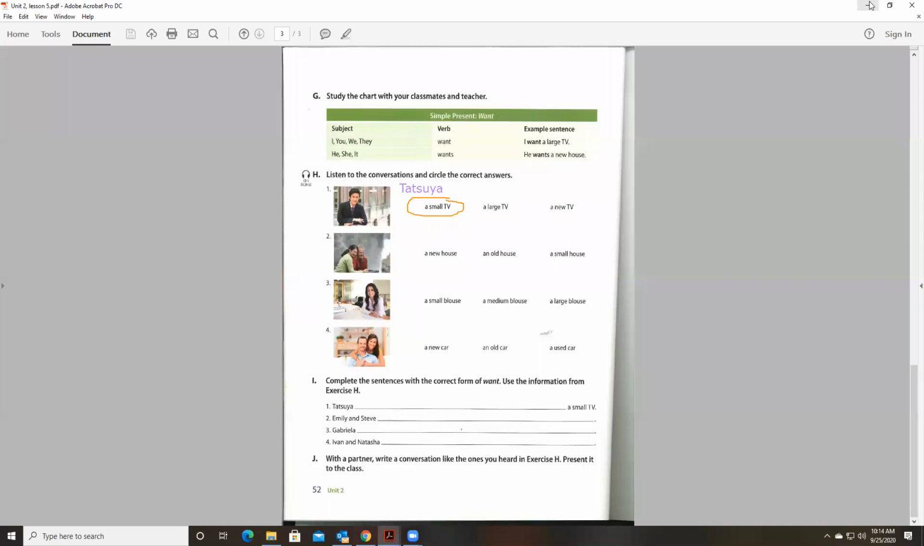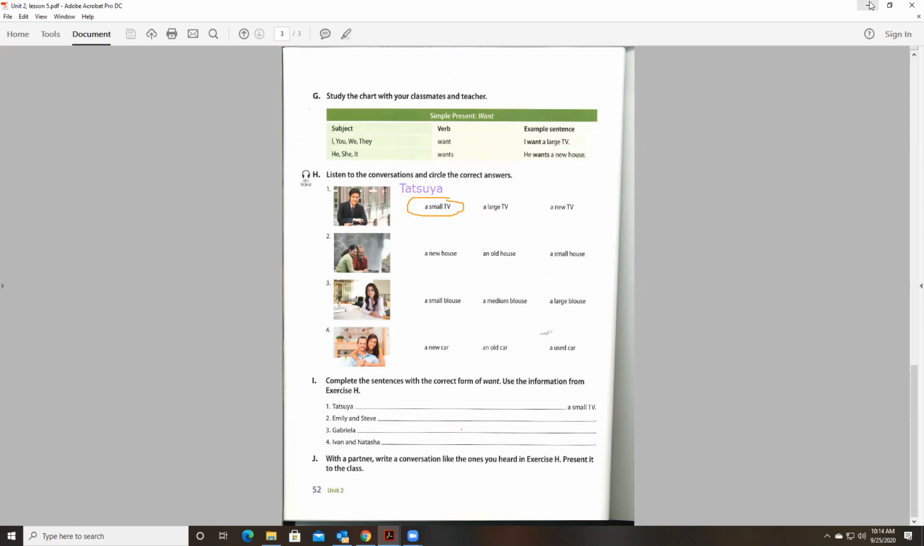2. We need to move. I know. What do you want? Do you want a new house or an old house? Well, I'm not sure. They both have benefits. I guess I want an old house. Okay, we want an old house, right?